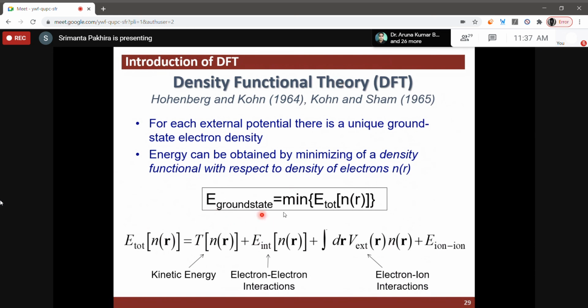The ground state energy equals the minimum of E total as a function of the density, a function of a function, and that is called a functional. So here you will see that the energy is a function of a function. That's why it is named density functional theory. Inside, the total energy is a function of density, and density is a function of position. There is the kinetic operator, the electron interaction part, and the external potential. If there are ions, then ion and molecule interaction energy is included.